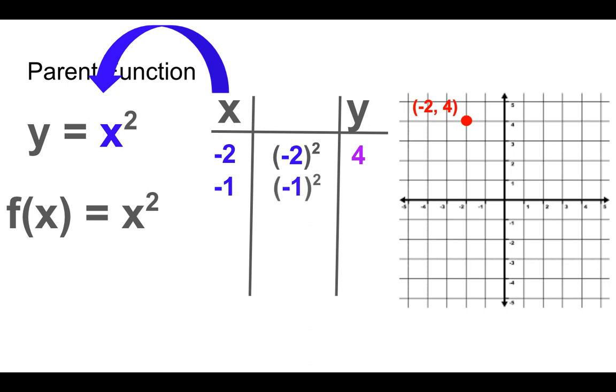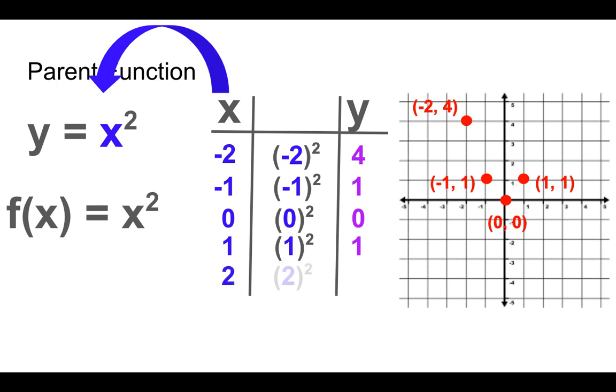For -1, I plug in -1 squared, I get 1 as the y value, so the coordinate is (-1, 1). If I plug in 0, I get 0 squared, and that gives me a y coordinate of 0. (0, 0) is another point on our parabola. I take 1, plug it into the function. 1 squared is 1, and (1, 1) is our point.